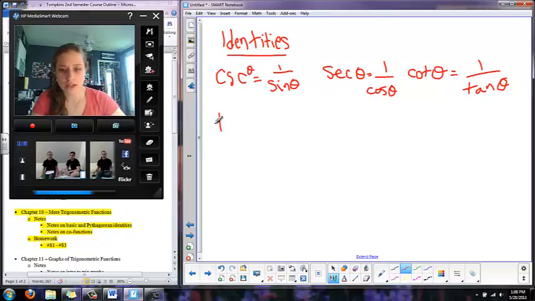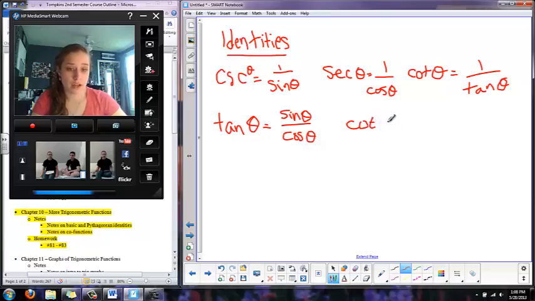The quotient identities are tangent theta is equal to sine over cosine. And cotangent is the one that's the reciprocal, or the opposite of that, and it starts with a C, so we know that we have that C up on top. Cotangent is cosine theta over sine theta. Okay? Okay, so reciprocal identities, quotient identities, and now we have the Pythagorean identities.